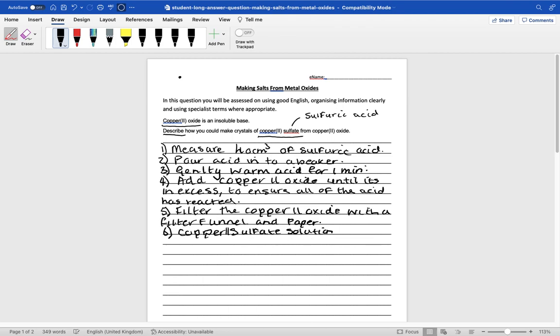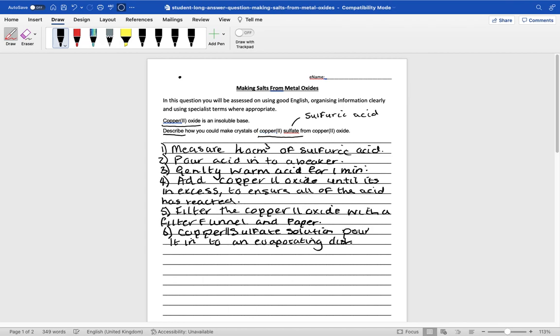And remember, the question's asked us to make copper 2 sulphate crystals. So the word crystals means we want dry crystals. We've got copper 2 sulphate in a solution, so we need to remove the water, and to do that we need to evaporate the water away. So we're going to pour the copper 2 sulphate solution into an evaporating basin or evaporating dish.